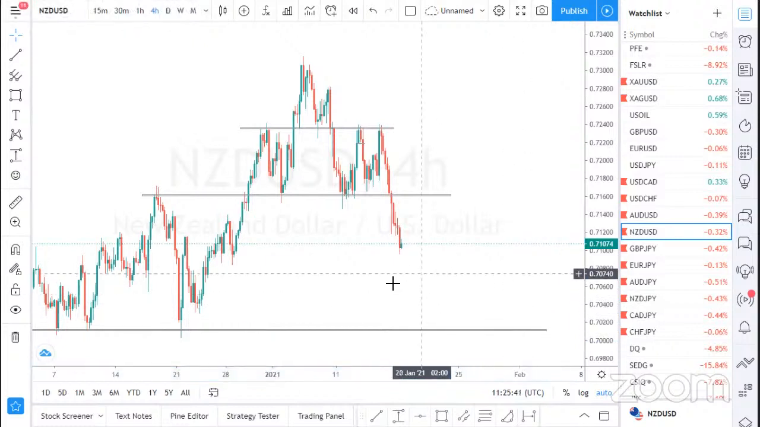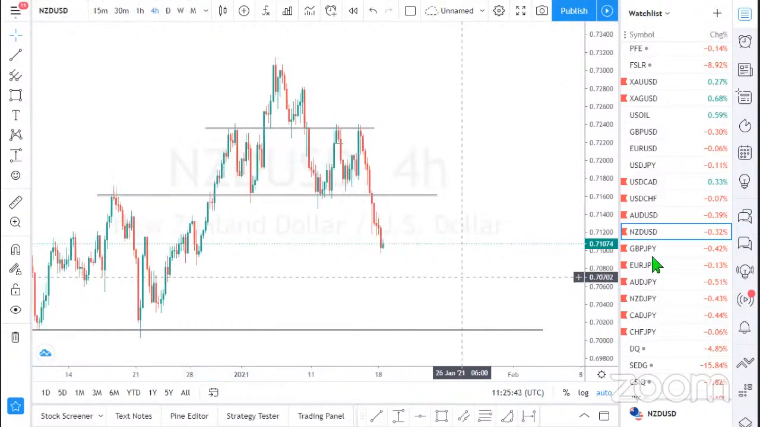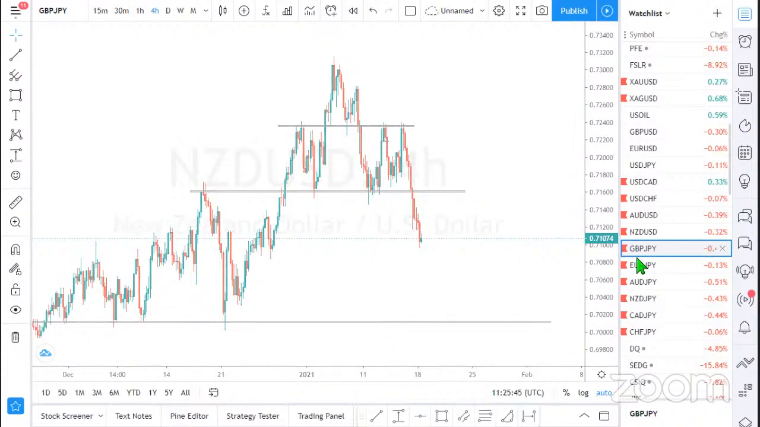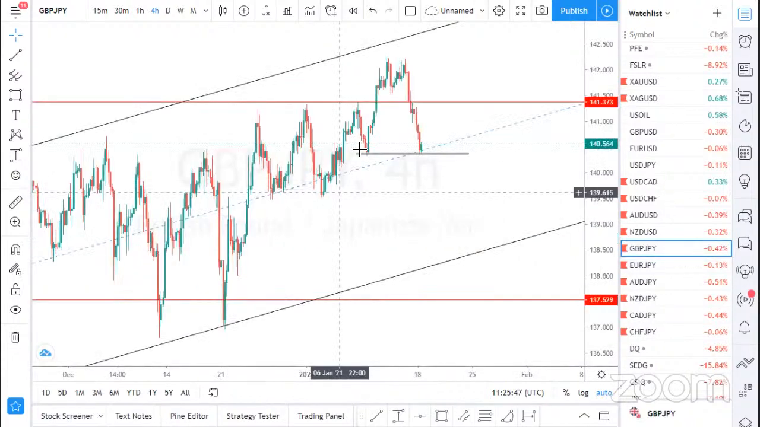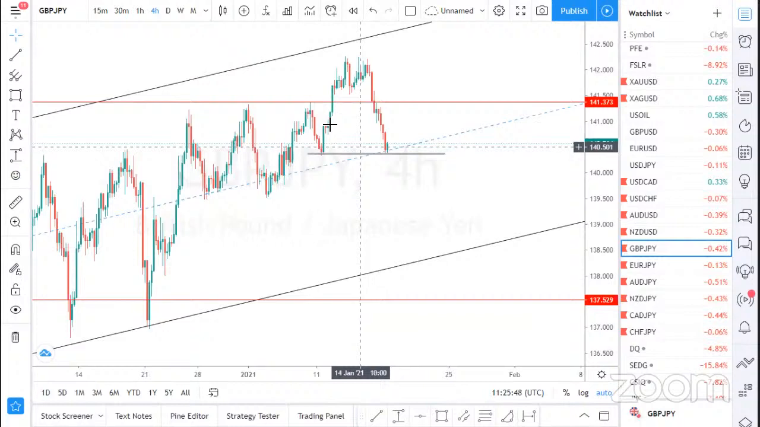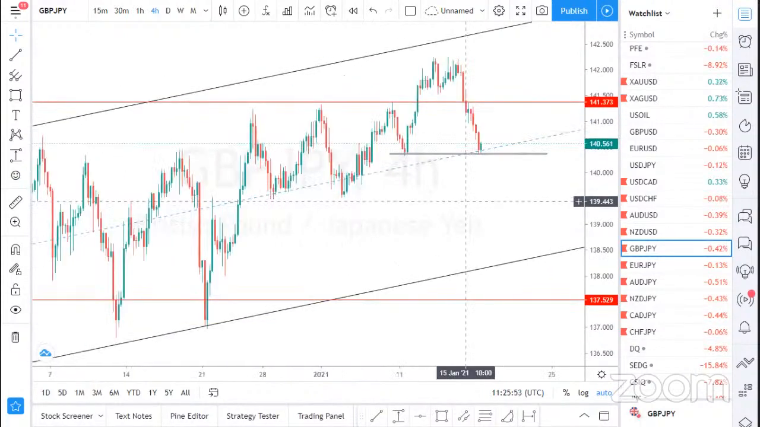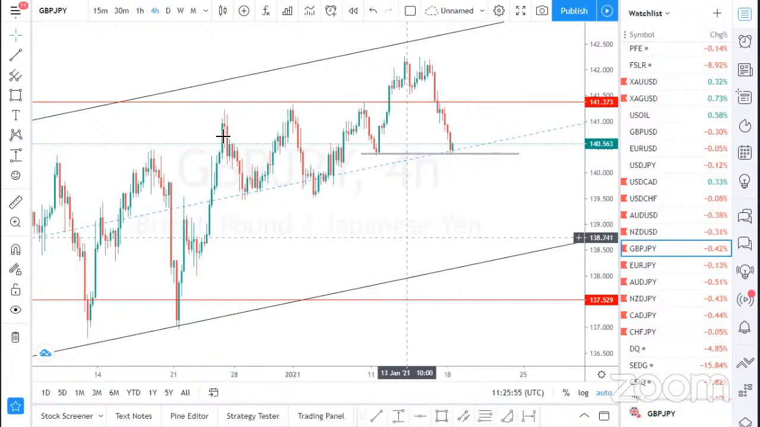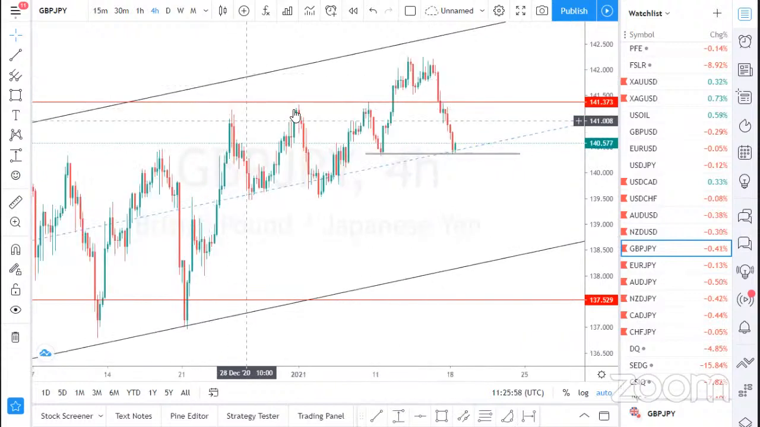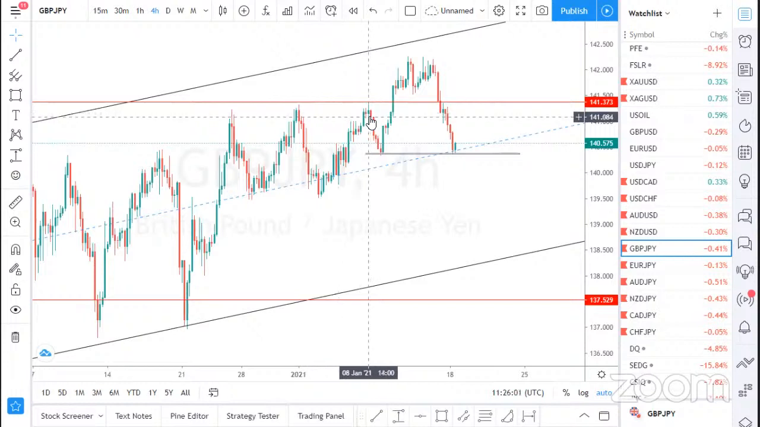So pay close attention to this level. Okay, so let's check the British pound sterling against the Japanese yen. I shared this setup right here with the VIP members of FS Flex. I said we got a first retest right here, second retest, third retest. This was the fourth retest, we led into a breakout.